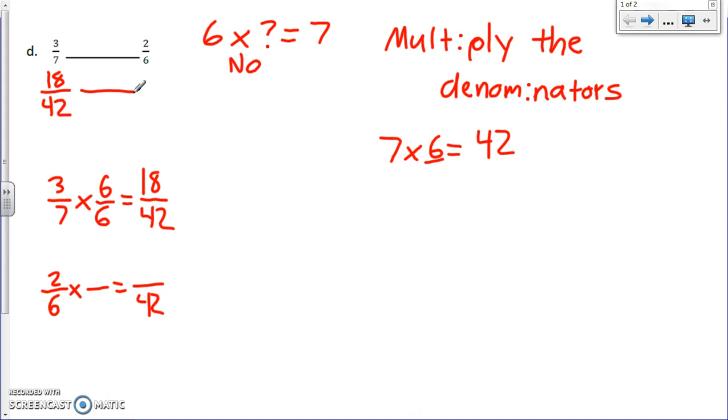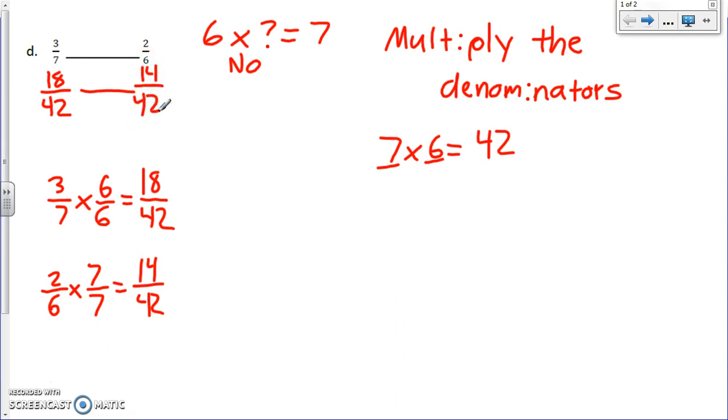Now for the bottom part, I need to ask myself, 6 times what equals 42? It's the other part of the factor, which is 7. If I put a 7 in the bottom, I need to put a 7 up top. 2 times 7 is 14 when I multiply my two numerators. So 2/6 is equal to 14 over 42.